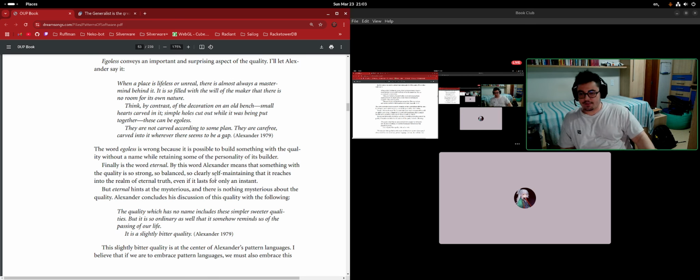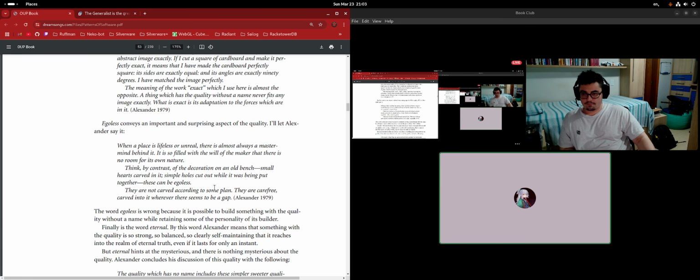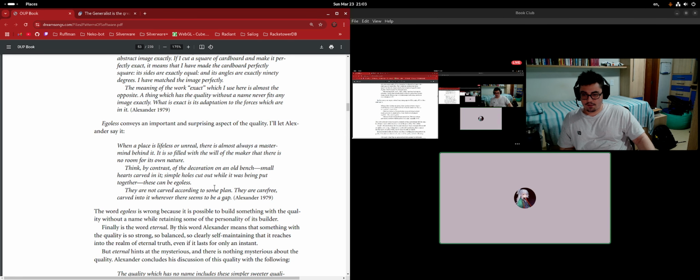And now the word egoless. It is wrong because it's possible to build something with the quality without a name while retaining some personality. I'll skip the paragraph, but the paragraph is about how, if you try to impose too much of your will upon the thing, it will prevent it from having space to be itself, and so it will fail to have that quality, right? Oh, I jumped this. Sorry.